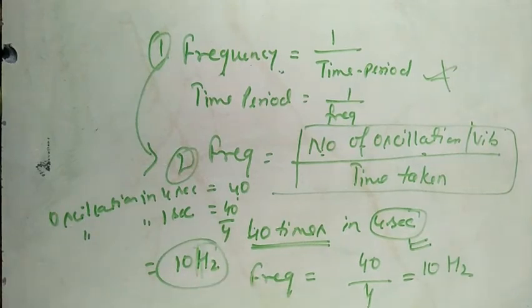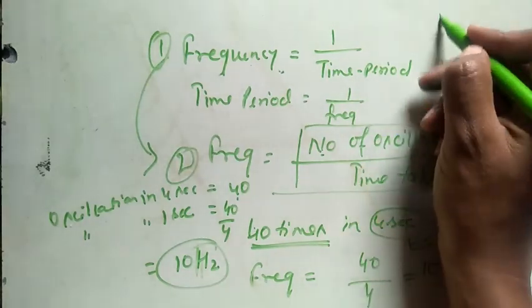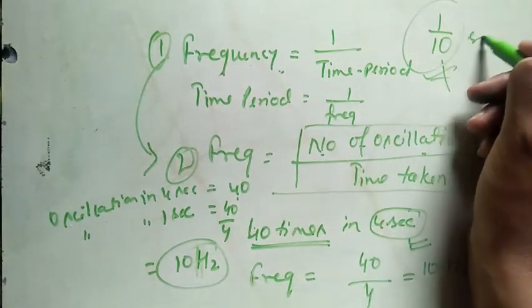Also, if we find the value of time period, then you take the reciprocal, which is 1 upon 10. So in this question the time period is 1 upon 10 second.